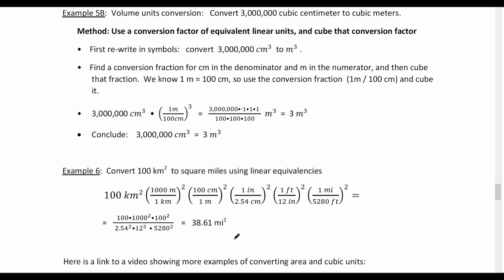Converting that kind of restates the same thing. 3 million cubic centimeters times 1 meter per 100 centimeters, cubed. That cancels here, and then you're going to cube that 100 to get the 1 million, and 1 times 1 times 1 is just 1, so you end up with 3.